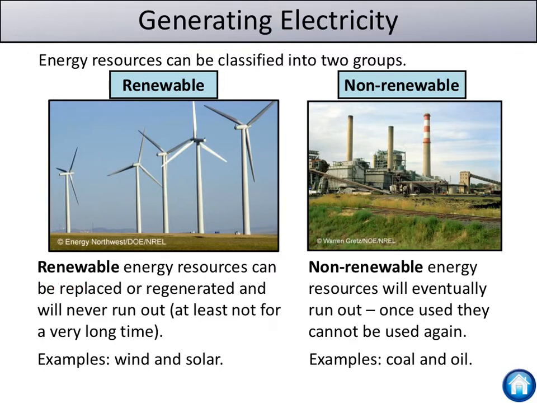Renewable energy resources can be replaced or regenerated and will never run out, at least not for a very long time. Examples of renewable energy resources include wind and solar. Non-renewable energy resources will eventually run out, and once they're used, they cannot be used again. Examples of non-renewable energy resources include coal and oil, or other fossil fuels. The reason they're non-renewable is it takes them millions of years to form.